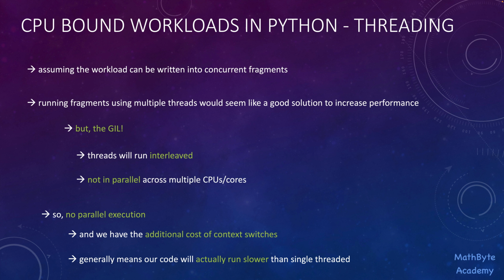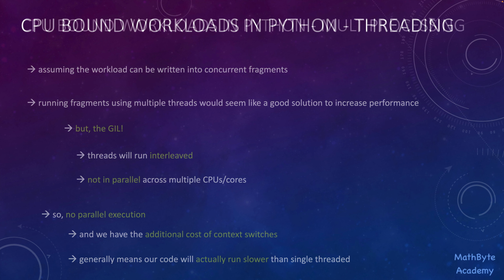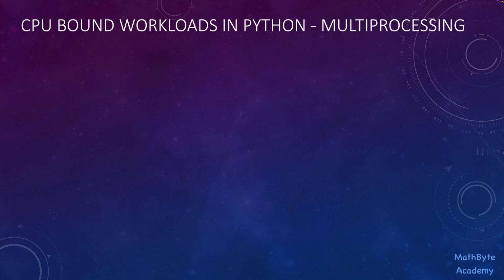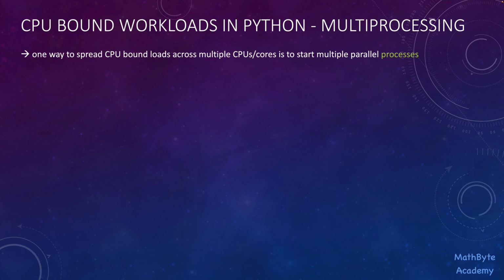And I did an example video that shows that also in this channel. So this is why multi-threading in Python for CPU-bound workloads isn't going to help you improve your performance. In fact, it's going to degrade the performance more than likely. Okay, so if threading isn't going to work, is there anything else that we can do?